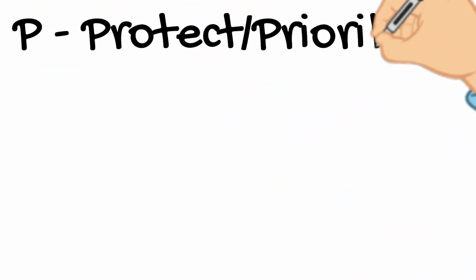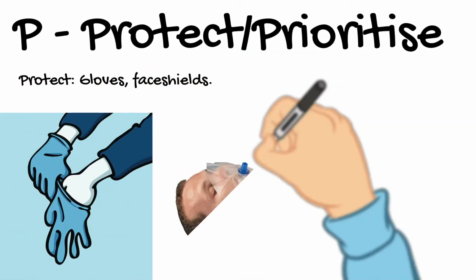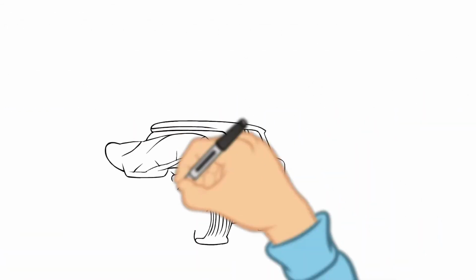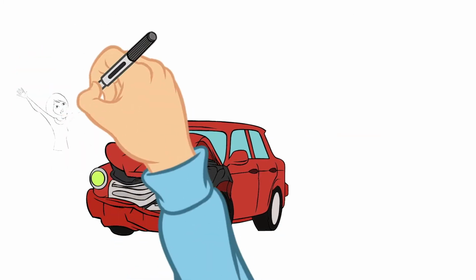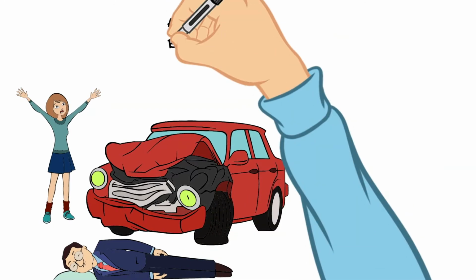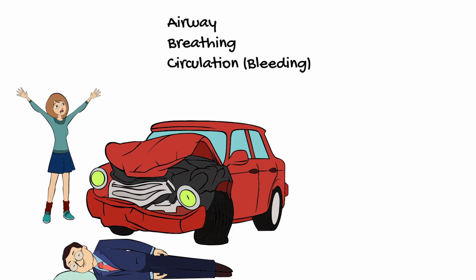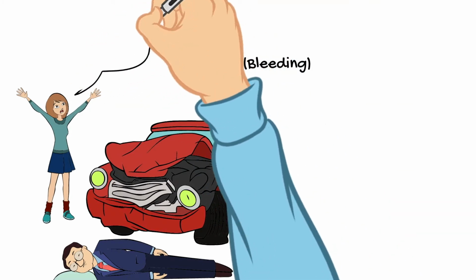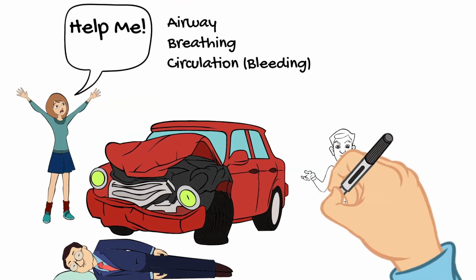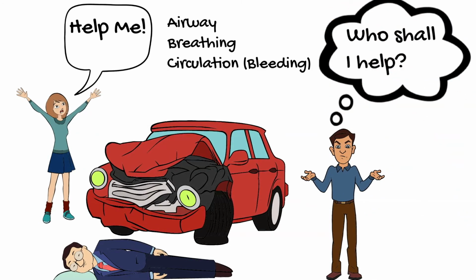P. Protect and prioritize. Protect yourself and the casualty from cross-infection by wearing suitable gloves and face shields. If there is more than one patient, you should quickly prioritize what order you should treat them in. This follows the order of our ABC assessment. A closed airway, A, is more important than a bleed, C. However, the patient with a closed airway will be unconscious and quiet, whereas the bleeding patient may be screaming and call you over. So, go for the quiet patients first.